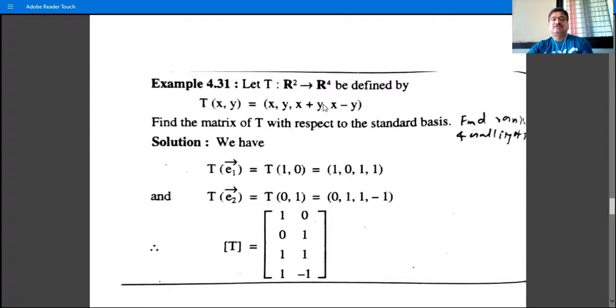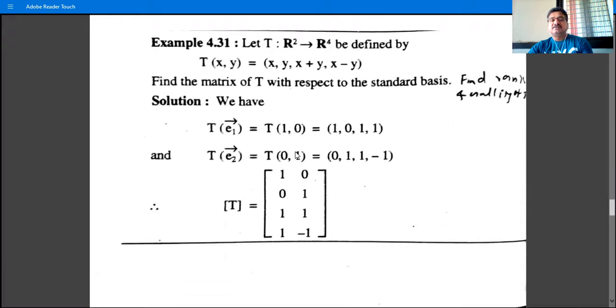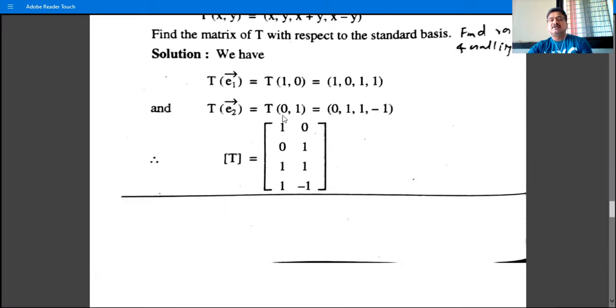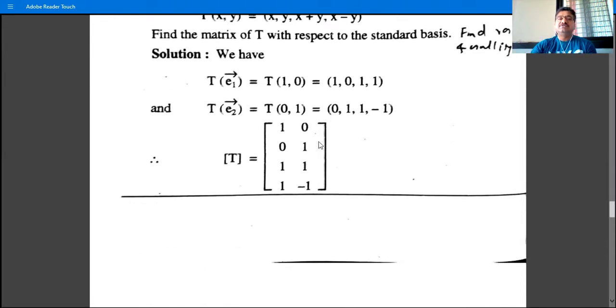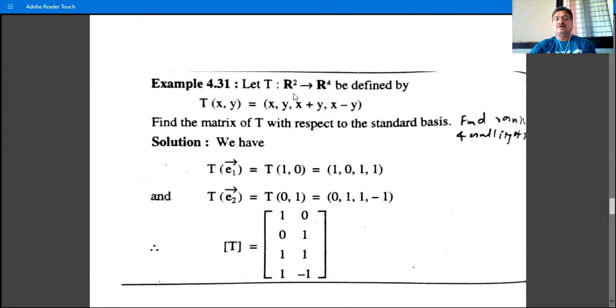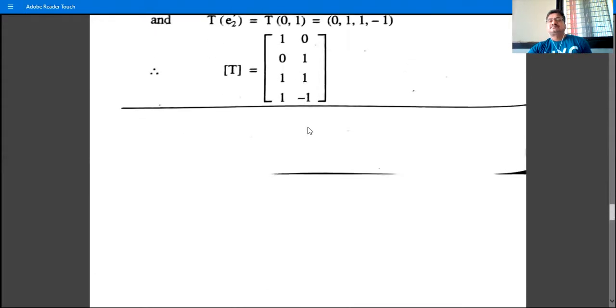So this is the function T from R2 to R4 defined by this. We have to write the standard matrix. This is the standard matrix. It contains two columns and four rows. And so find rank and nullity. Obviously, the rank of T plus nullity of T is 2 for this example, because the dimension of R2 is 2.